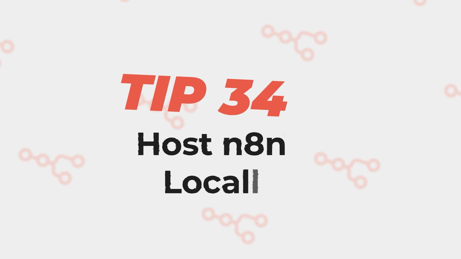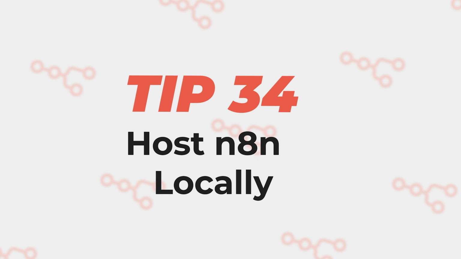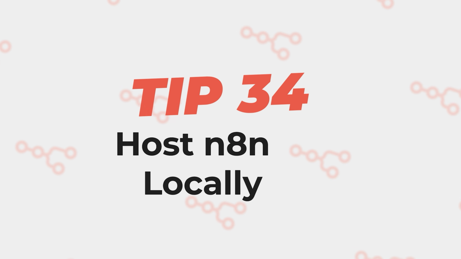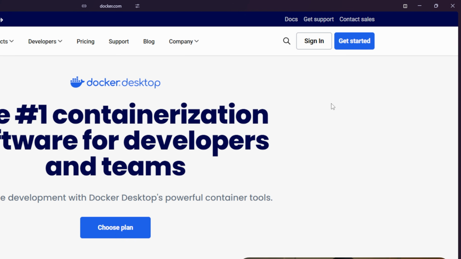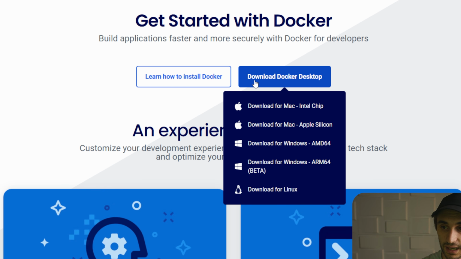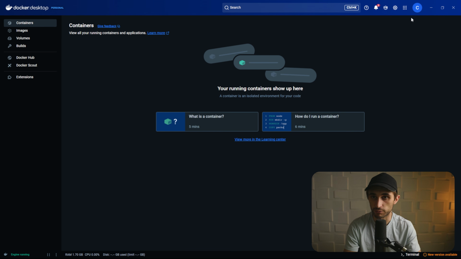Are you tired of hosting n8n in the cloud? Tip 34 is to use a locally hosted instance of n8n. First, you'll want to head over to docker.com and then hit get started. And you're going to want to download Docker Desktop for your preferred device. Then we'll open up Docker Desktop, we'll get logged in.